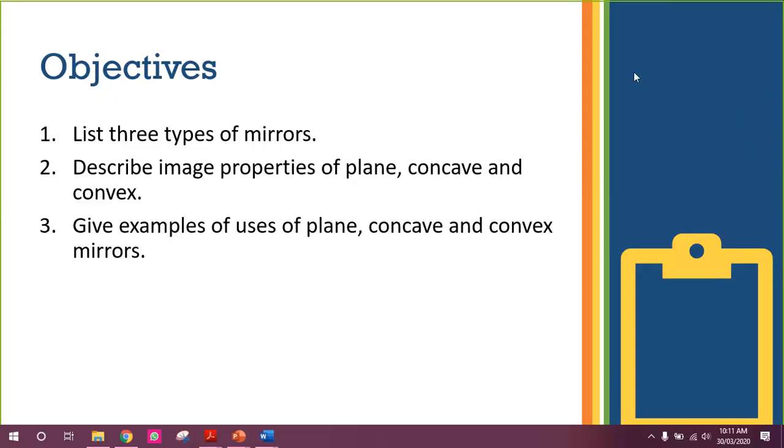What does the word plane mean when it's spelled like that? P-L-A-N-E. Have you seen that word before? Awesome, Antonio. Flat. So plane means flat.